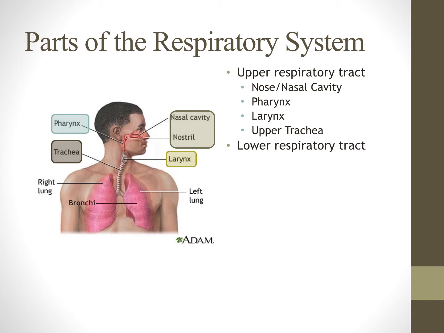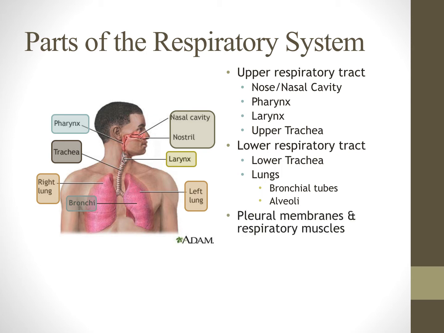When we take a look at the lower respiratory tract, we're looking at the lower trachea, so the pieces that will actually enter into the lungs, equivalent to the location of the lungs. The lungs themselves, and then the bronchial tubes and alveoli found within. Around your lower respiratory tract, we're going to see pleural membranes as well as respiratory muscles. Your pleural membranes surround, help protect, and keep both lungs lubricated as they inflate and deflate throughout the entirety of our lives.